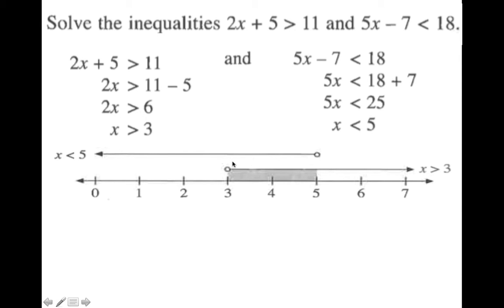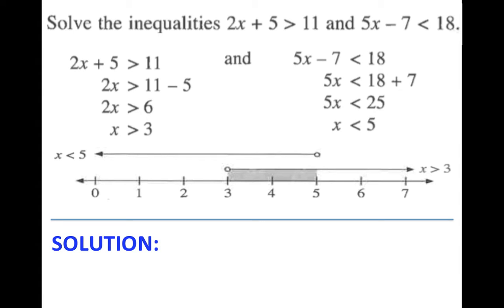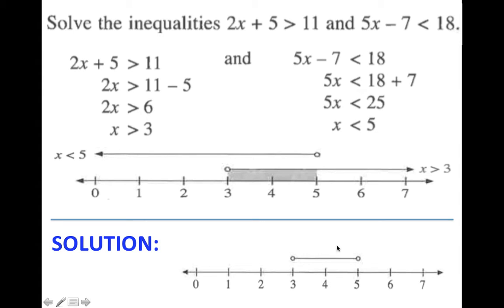So you need to write the solution. This is not your final solution. Sure, you can shade on here and all that, but to show the solution, you have to show it in its own number line. So here is the final solution. This overlap here between 3 and 5 is clearly shown on here. So this is the answer to this AND inequality.